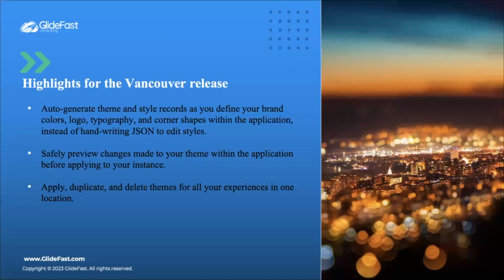Let's move on to the highlights of the Vancouver release. We already discussed auto-generating themes and style records as per your own choice. You can define your own colors, logos, corner shapes, typographies, etc., without using JSON code. We mention without JSON because in Tokyo and San Diego, we don't have the theme builder application or plugin.